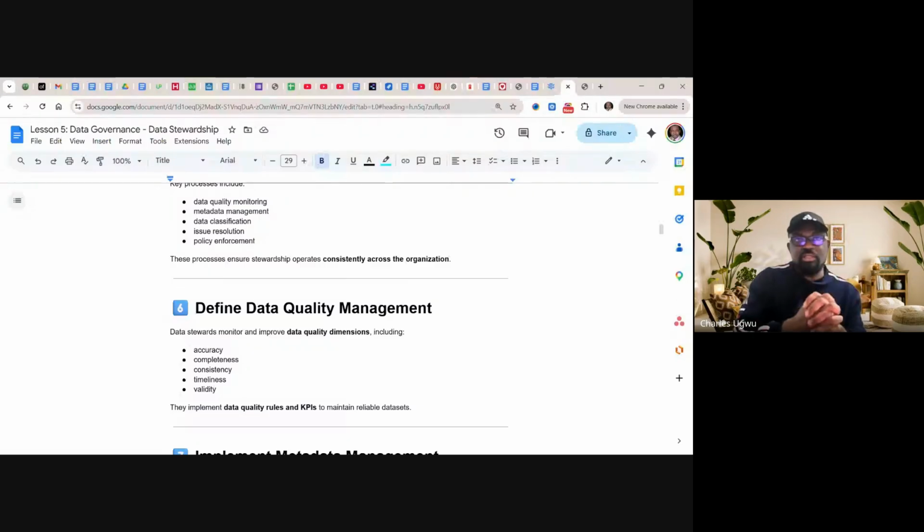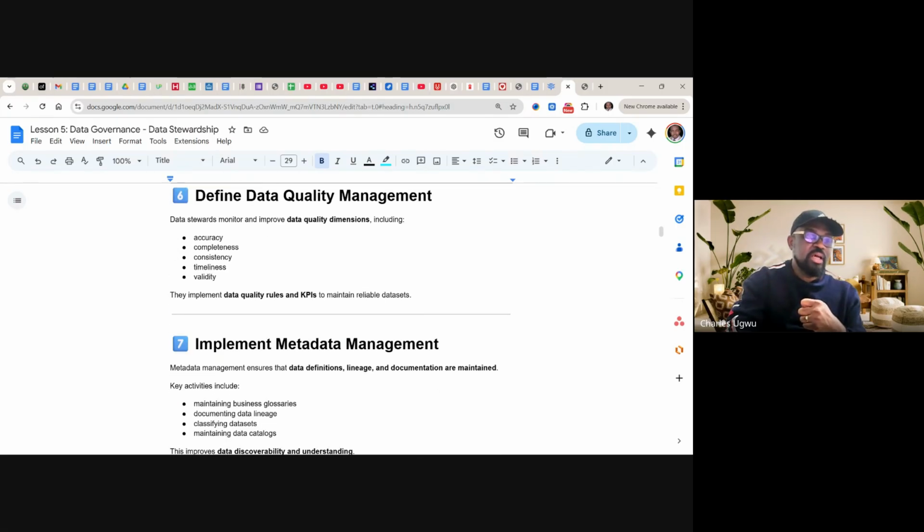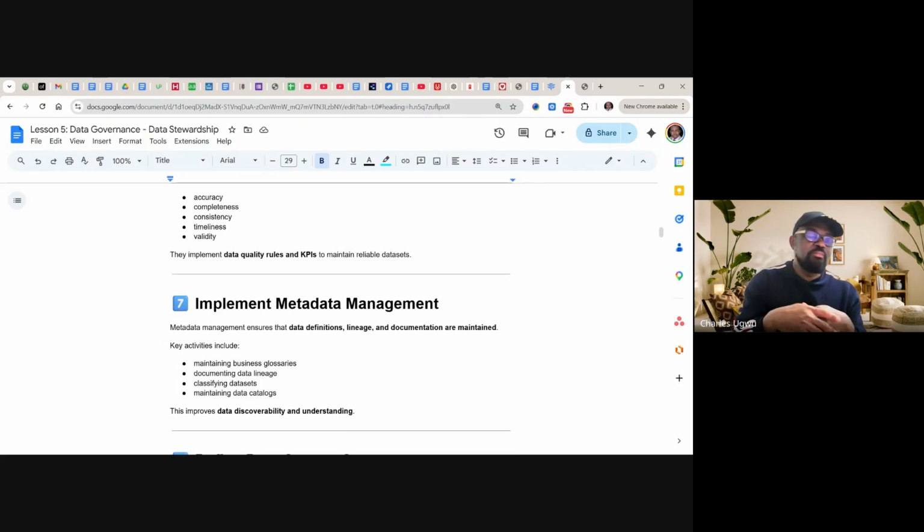We've talked about data quality, so we should know that very well. It's part of data stewardship, part of the things you do as a steward. So when there is inconsistent data at the trigger, you should know how to resolve this issue, which we'll talk about. They implement data quality rules and KPIs to maintain reliable data sets. And number 7, implement metadata management. We already talked about metadata management.